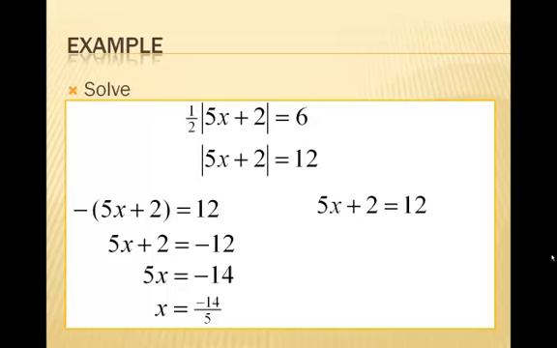So this one, we need to subtract 2 and then divide by 5. So here we have our two solutions, that x is equal to 2, or that x is equal to negative 14 over 5.